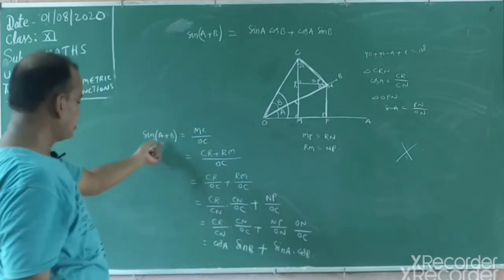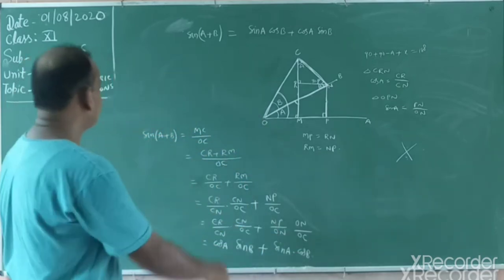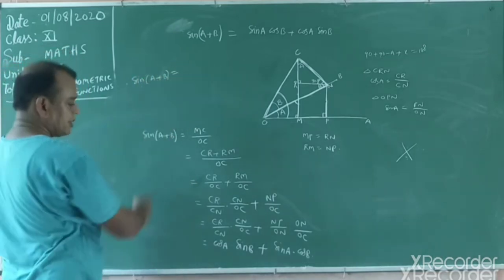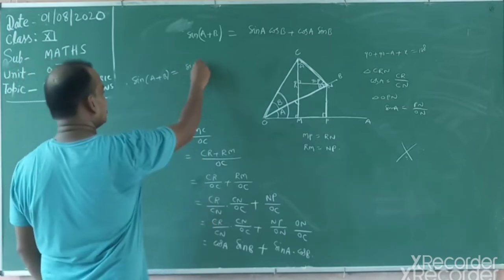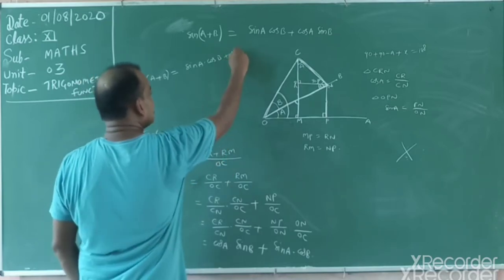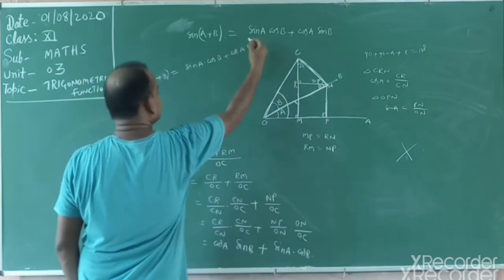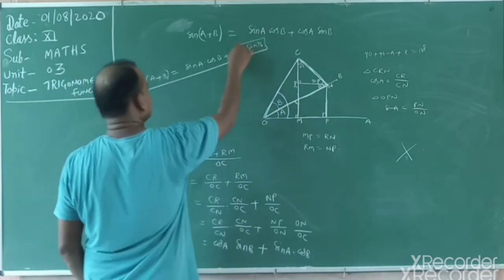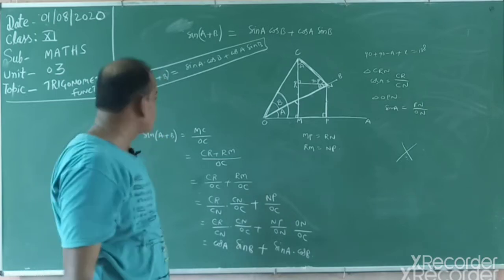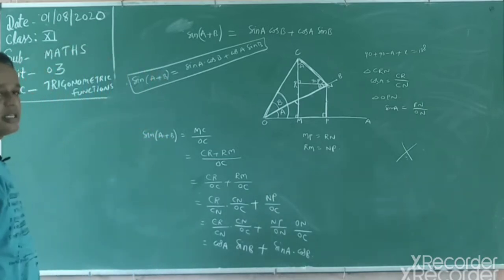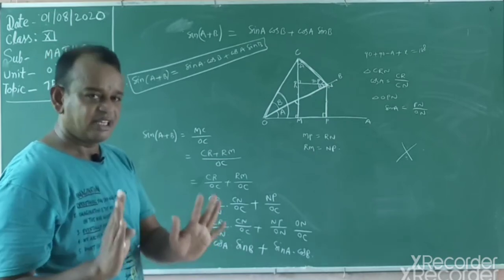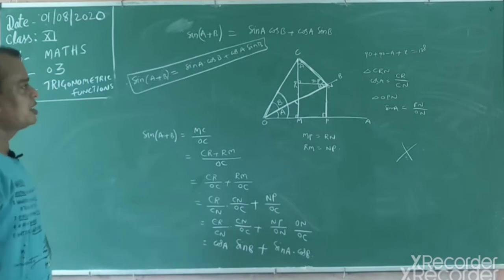Now simple. Therefore sin of A plus B is equal to sin A cos B plus cos A sin B. Please remember the formula. What is the formula of sin of A plus B? Sin A cos B plus cos A sin B. You understood or not? Say yes or no. Yes. Okay, sin of A plus B formula, sin A cos B plus cos A sin B.